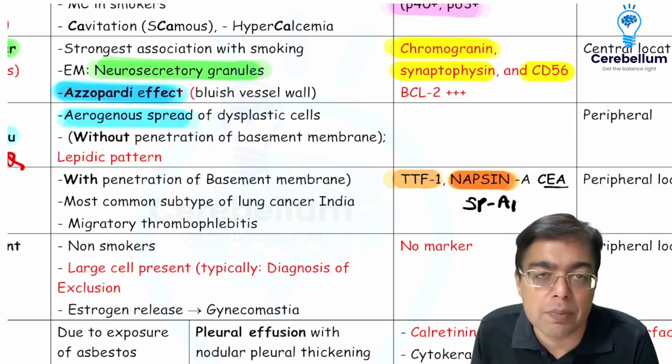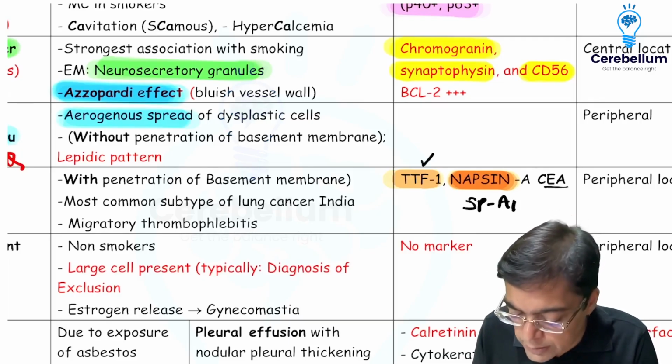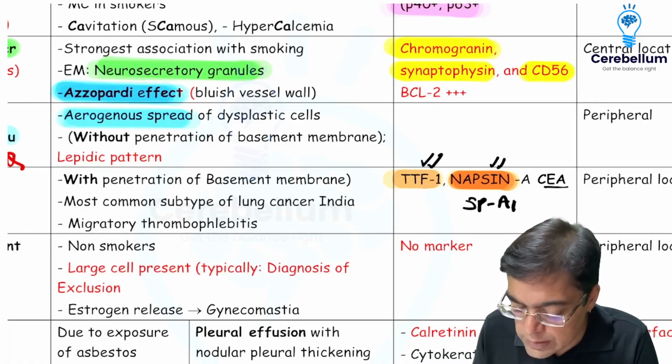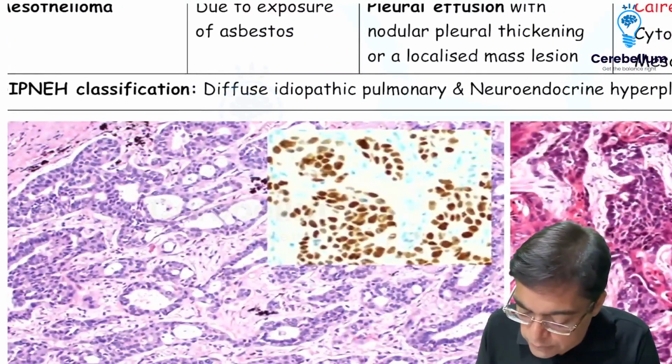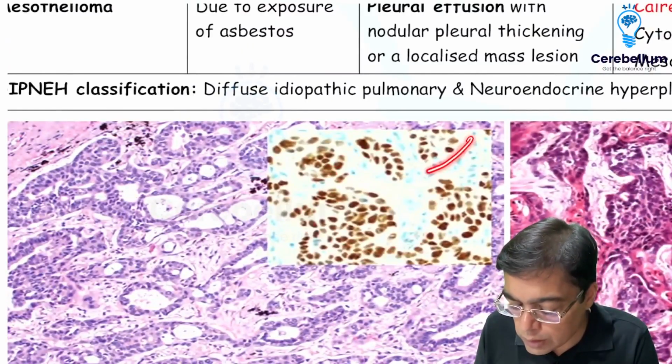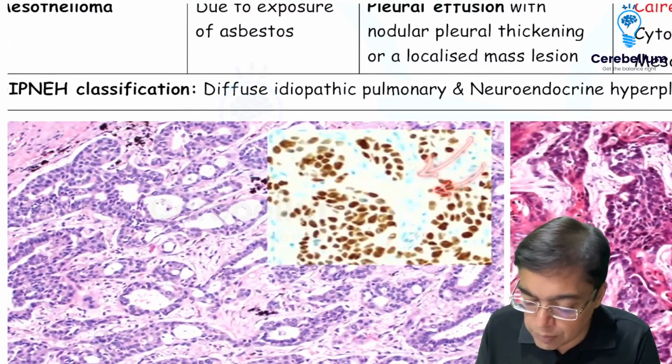Sometimes they may be having an expression of CEA as well. More commonly asked in the exam is TTF, napsin A as the markers for adenocarcinoma. In fact, that particular image was showing you the presence of the thyroid transcription factor with the brown color, which was associated with the immunostaining and the presence.